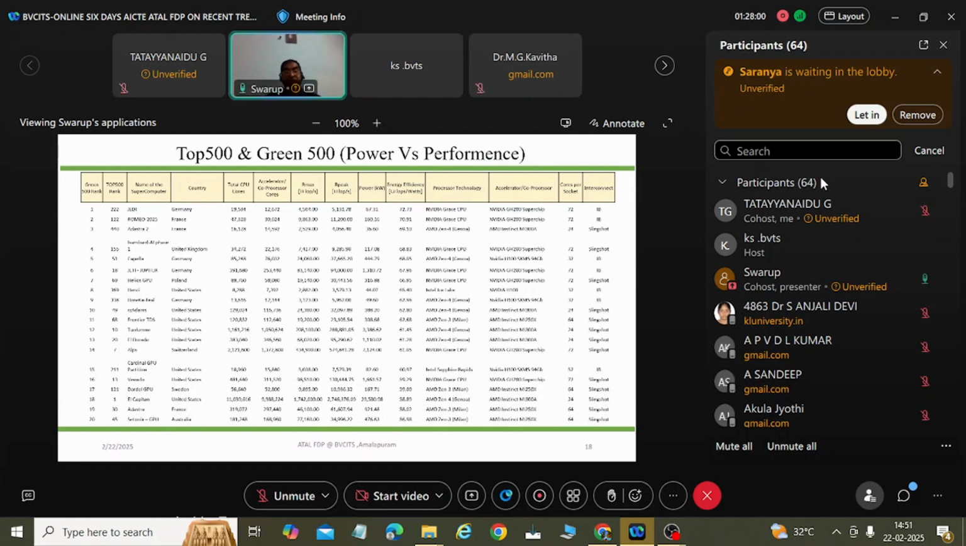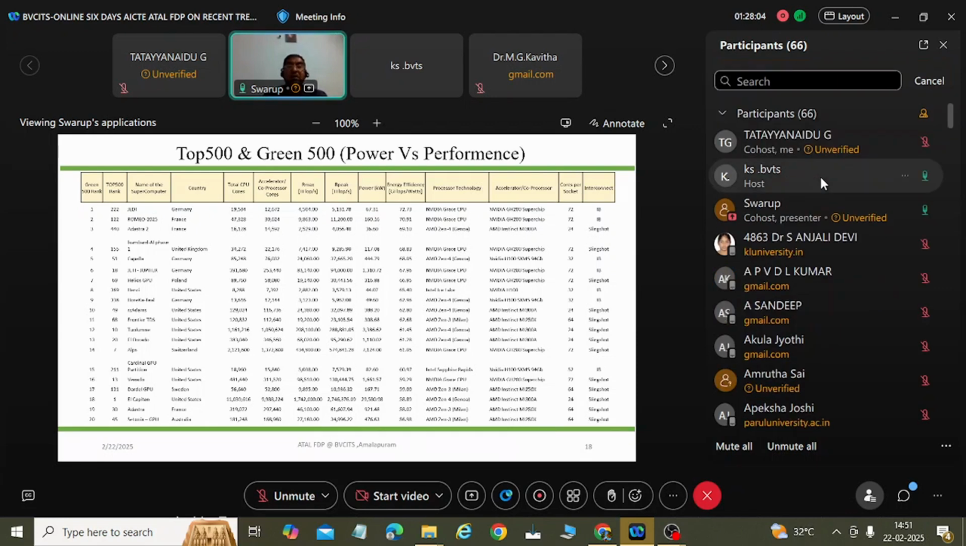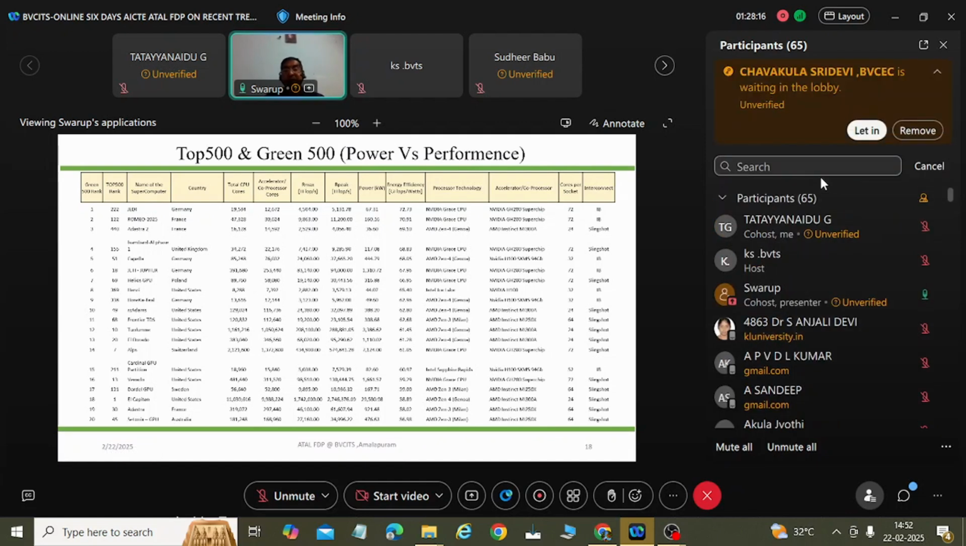Okay. So the number one performance of the system doesn't mean that it qualifies as number one on the Green500, because if you see the energy efficiency, the performance is coming around 58.89. That is the performance it is giving when you look at the power efficiency.